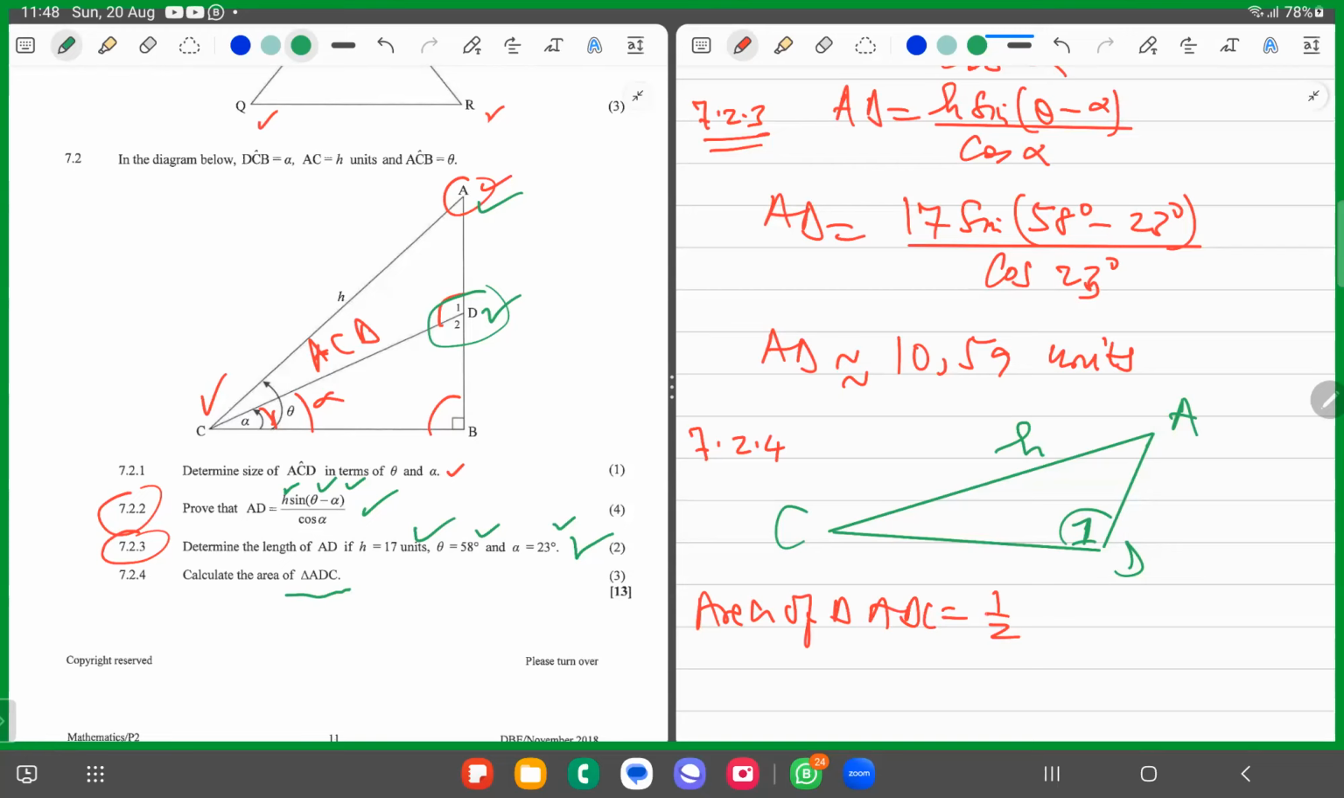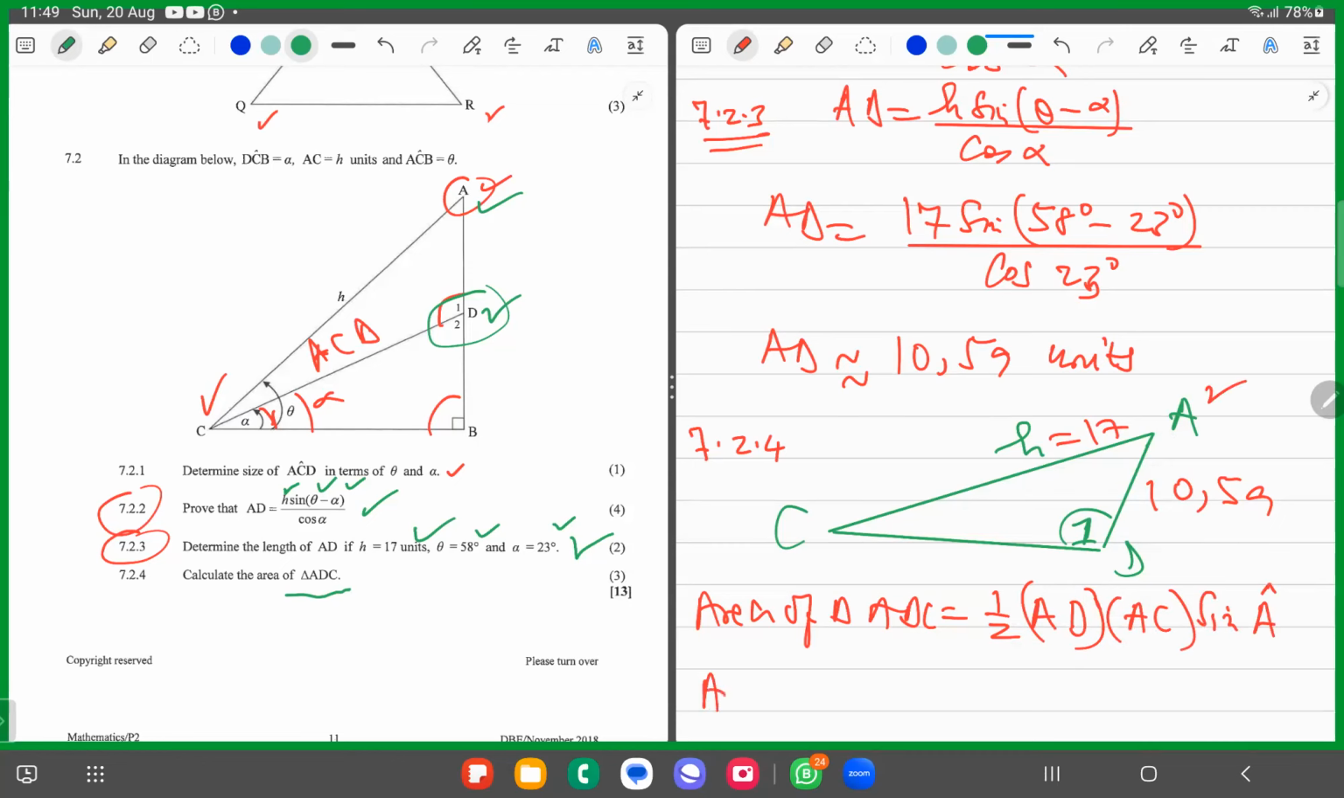is half. Look at the lengths that you have. What lengths do you have of the sides? We already have AD, which is 10,59, and you already have H, which is 17 units. So which means we can use that. You can say the area is half AD, because we already know the length of AD, and then half AC, because you already know AC, times the sine of the angle included by the two sides mentioned, and the angle included is the angle A.